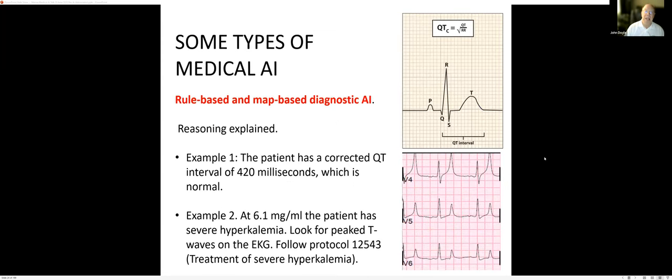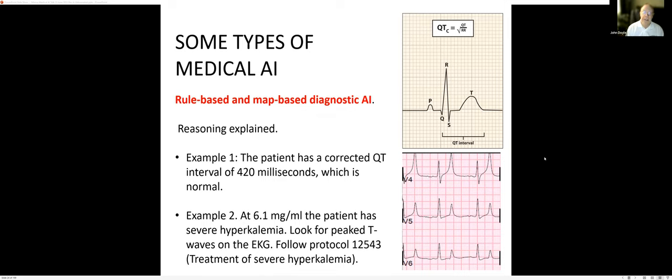Sometimes you can actually explain what's going on. For example, here it says the patient has a corrected QT interval of 420 milliseconds, which is normal, and explains how it got this measurement and the rule for it. Or this is the electrocardiogram.